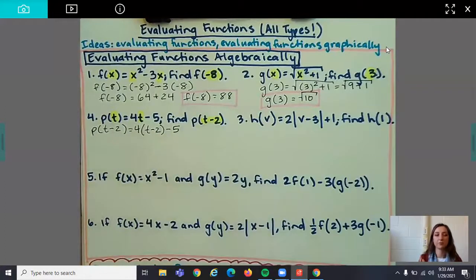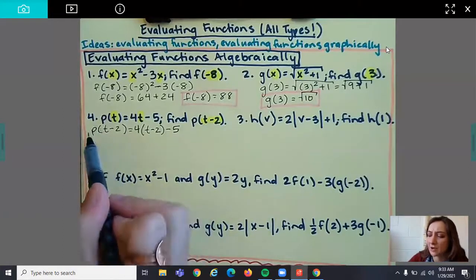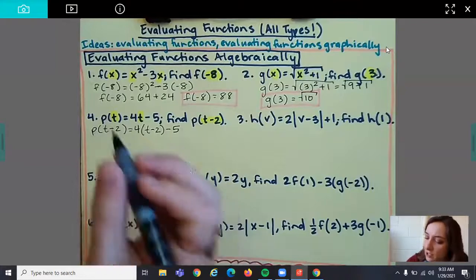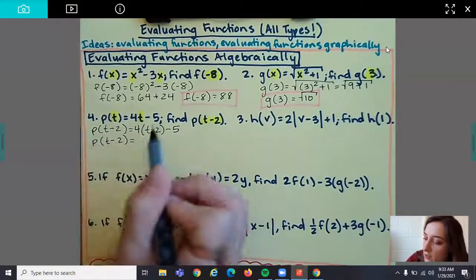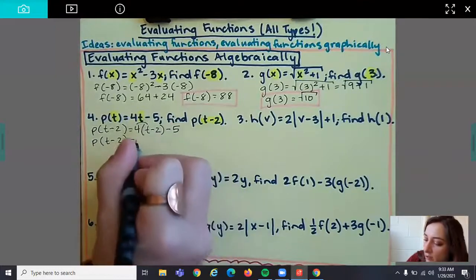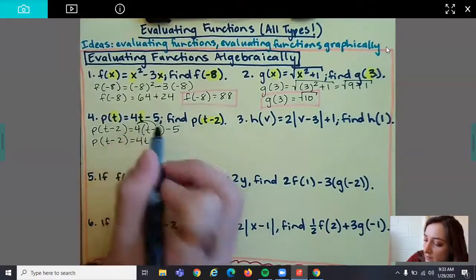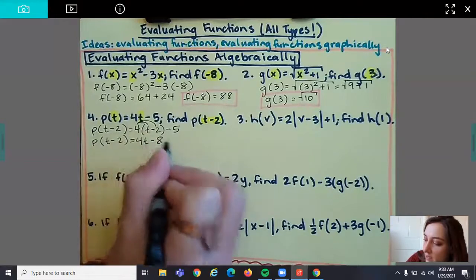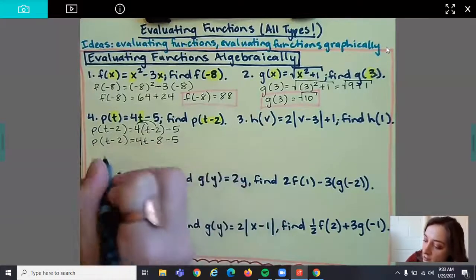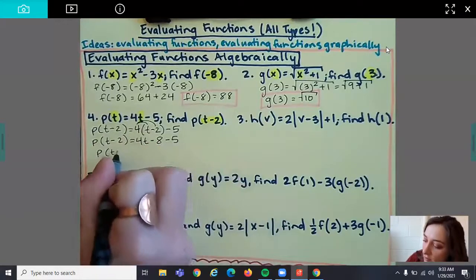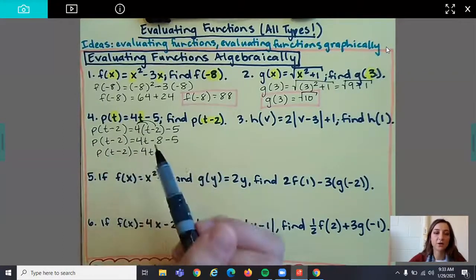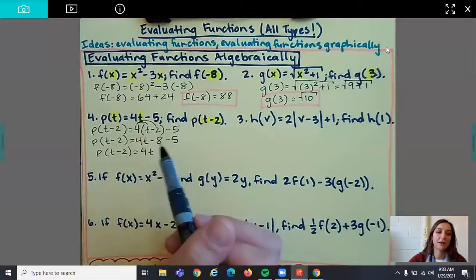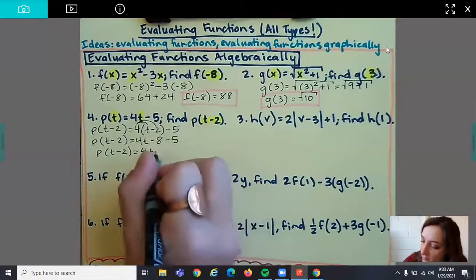This one is going to take a little bit more solving because we do need to distribute. Since I'm trying to find p of t minus 2, I'm just going to leave that over here because that's what I'm trying to figure out. So 4 times t is going to be 4t, and then 4 times -2 is going to be -8, and then we have minus 5 on the end. So simplifying a little further, we're combining our like terms: 4t, and -8 minus 5 is -13.